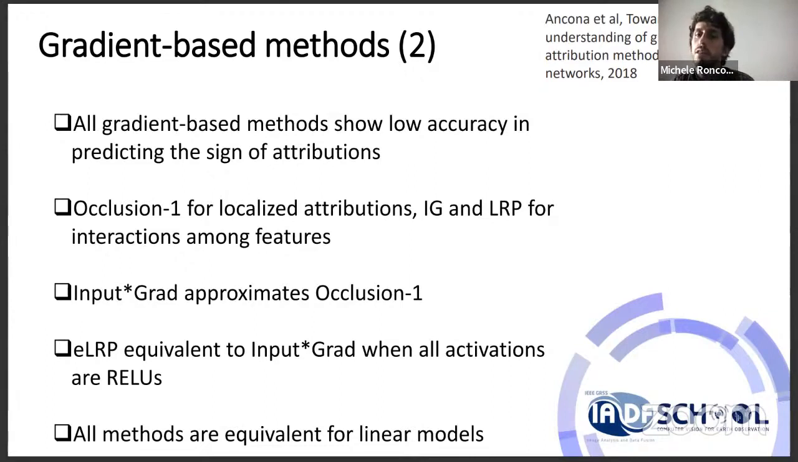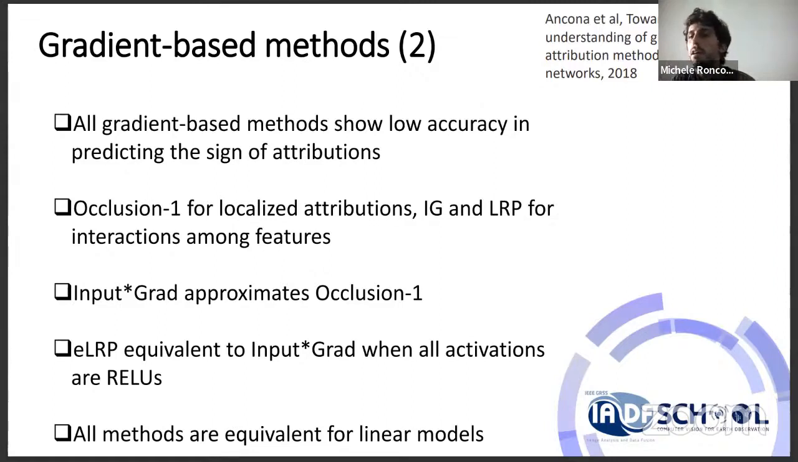And what they find is also that while occlusion techniques, and in particular occlusion one, so pixel by pixel, are good for finding local attributions, so very localized structures, if one or two or three pixels are important, integrated gradients and also layer-wise relevance propagation, which we just discussed, are better to find interactions among features, so more global patterns within a given image, within a given input.